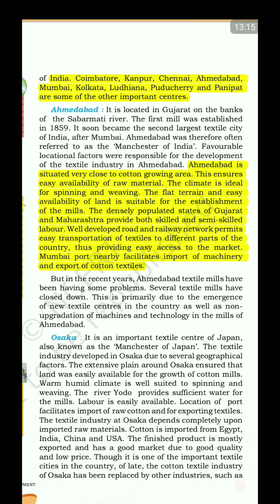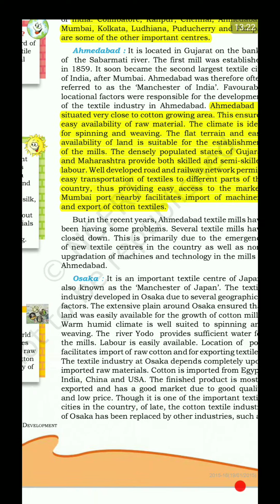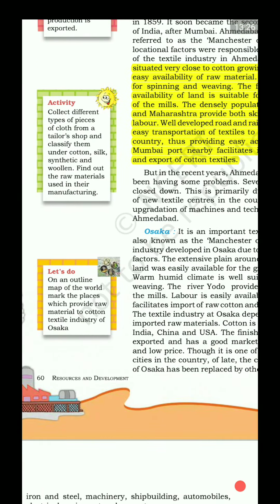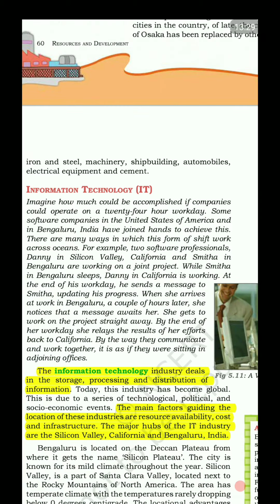A well-developed road and railway network permits the easy transportation of textile to different parts of the country, thus providing easy access to the market, facilitating import of machinery and export of cotton textiles. Right? So that was all about the textile industry.